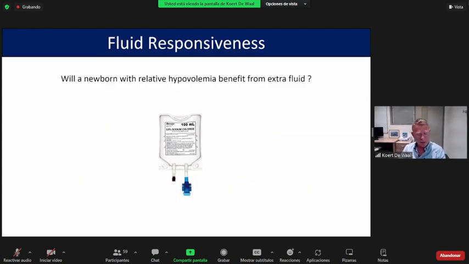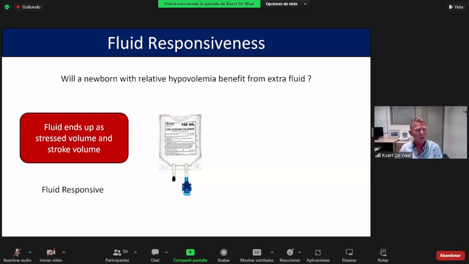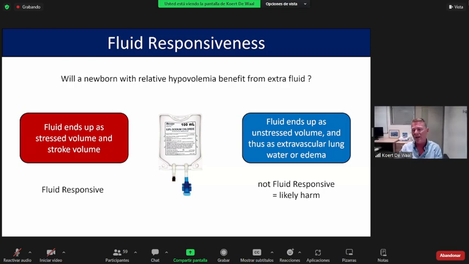So for us as neonatologists, in this situation, the question is, will a newborn with relative hypovolemia benefit from extra fluids? And if you want to put that into physiology, will fluid end up as stressed volume and stroke volume, which you can call fluid responsive, or will fluid end up as unstressed volume and thus as extravascular lung water and edema, which is not fluid responsive and likely leading to harm?